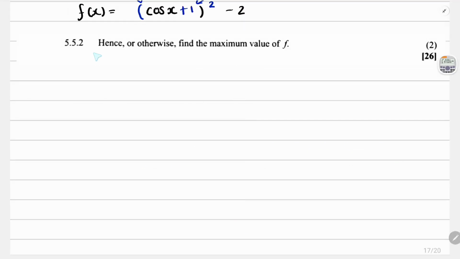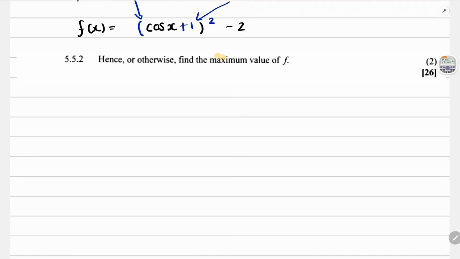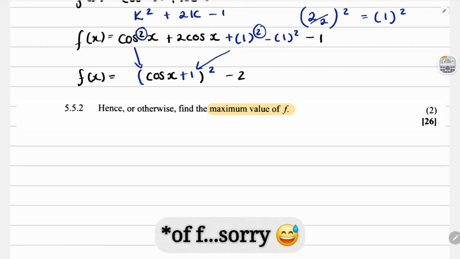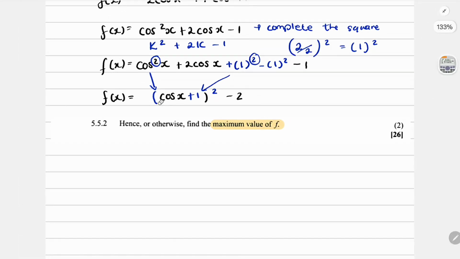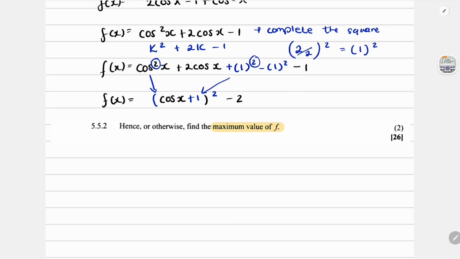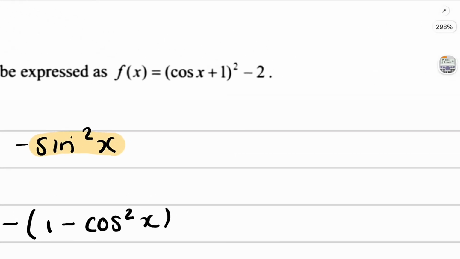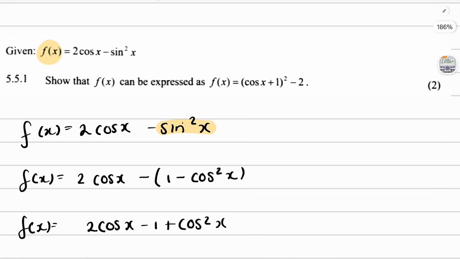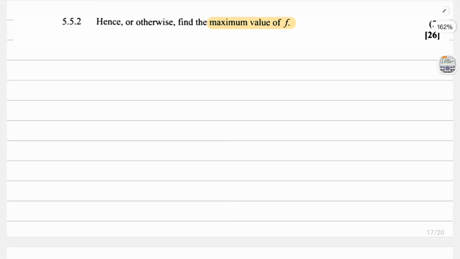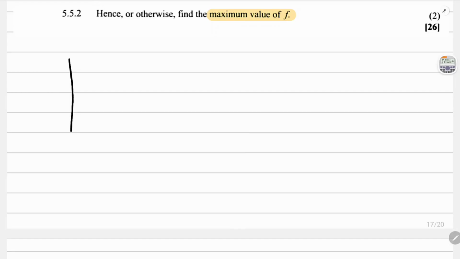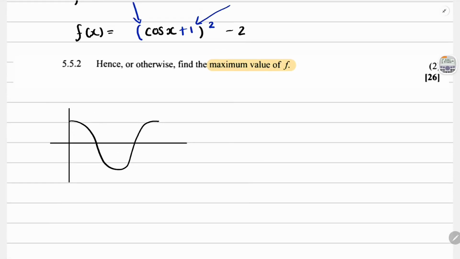The next question, 5.5.2, says, hence or otherwise find the maximum value of f. Okay, so after you have worked through this and gotten it to this point, you need to find the maximum value of f. Now, it looks scary because it's not our usual cos graph. However, you can look at it like this. Let's think about what the cos graph looks like. The cos graph looks like this, where it kind of just does something like that and then goes back up. So something like that, right?